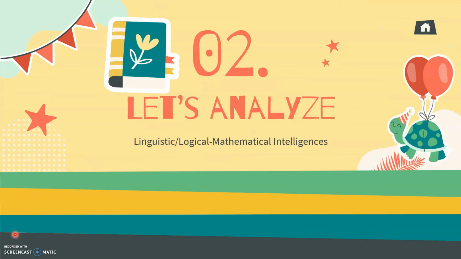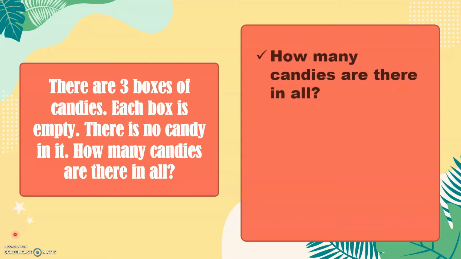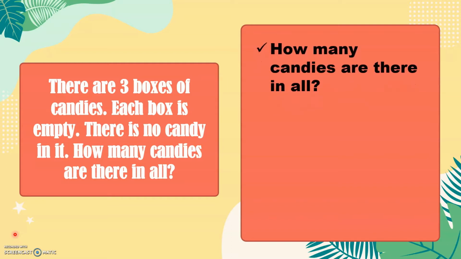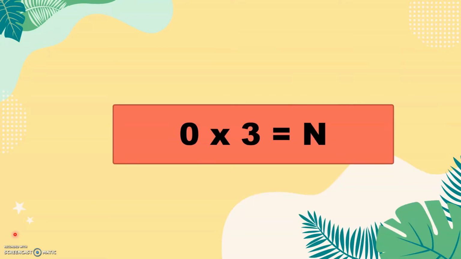Now, let's analyze our story problem. Based on our story problem, what is being asked? Yes, how many candies are there in all? How about the given data? Exactly, 3 boxes of candies and 0 candy. So, based on the question and the given data, the equation that we'll have will be 0 times 3 is equal to n.